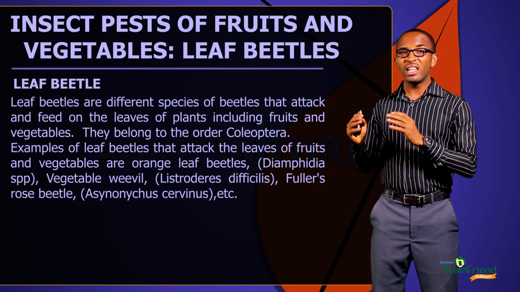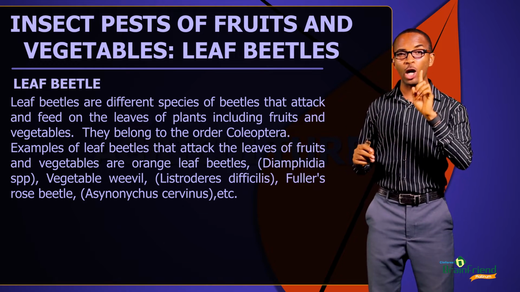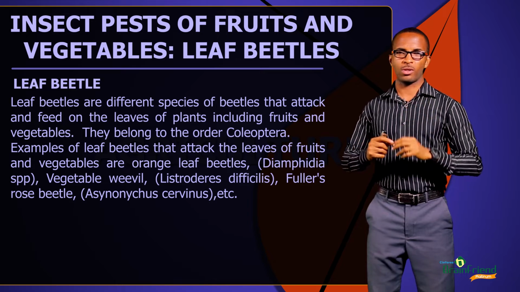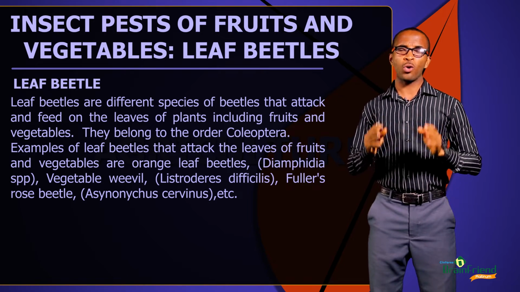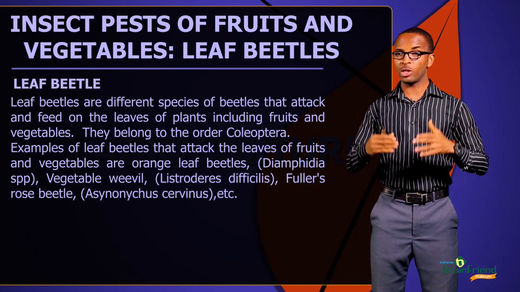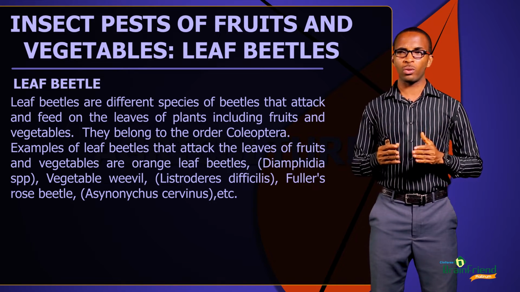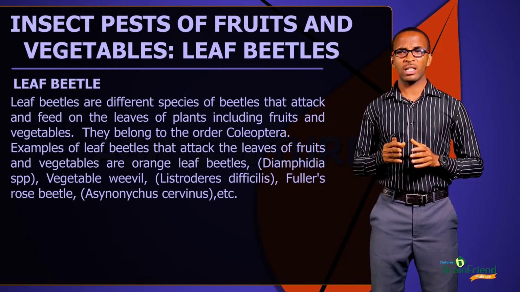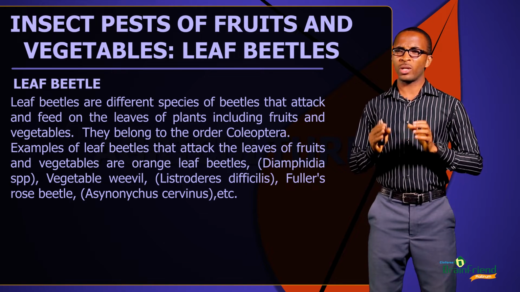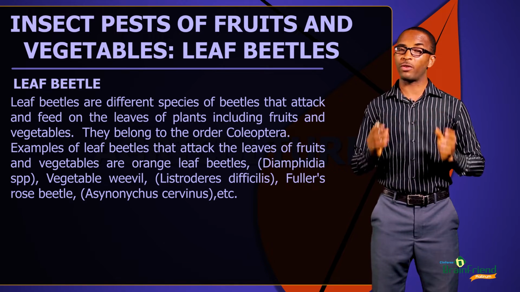That brings us to the next insect in our lesson for today, and that is leaf beetles. Leaf beetles are different species of beetles that feed on the leaves of plants, including fruit and vegetable crops. They belong to the insect order Coleoptera, and examples of beetles that attack fruit and vegetable crops include the orange leaf beetle called Damphidia species, vegetable weevil Listroderus difficilis, and Fuller's beetle Asynonychus godmani, and so many other beetles that attack the leaves of fruits and vegetable crops.